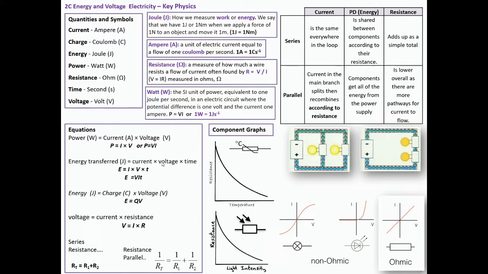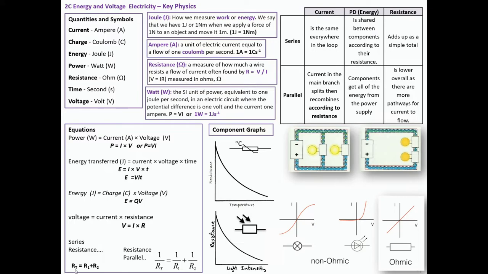We must convert to seconds. Energy in joules is also charge times voltage or potential difference. E is QV. And we said about V equals IR already. Now, what's quite important is thinking about the formulas for series resistance and parallel resistance.